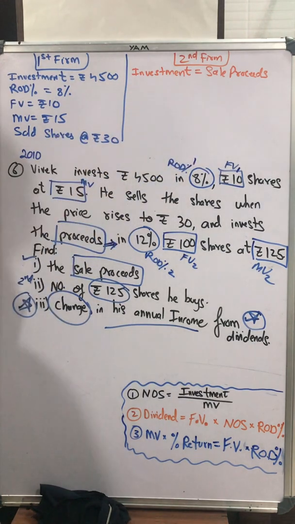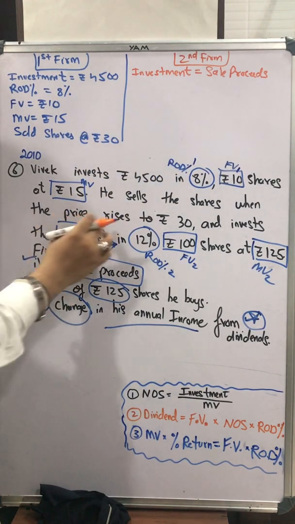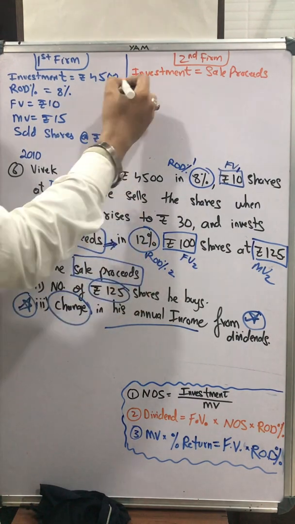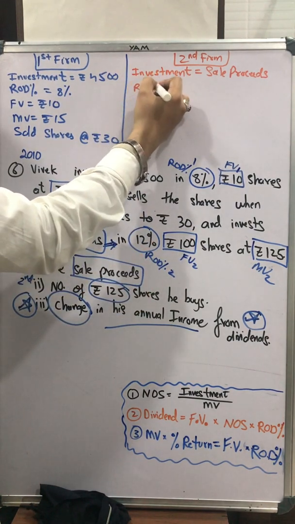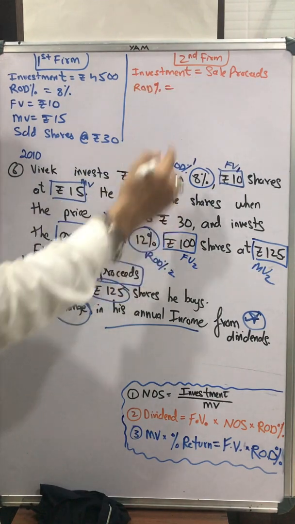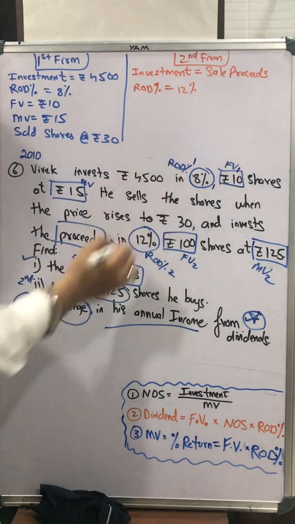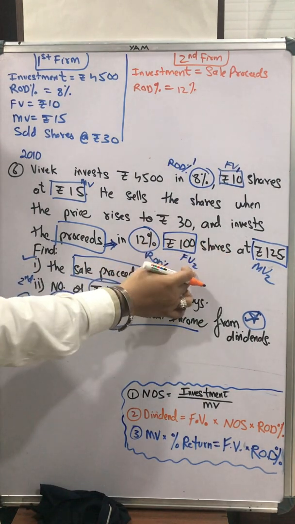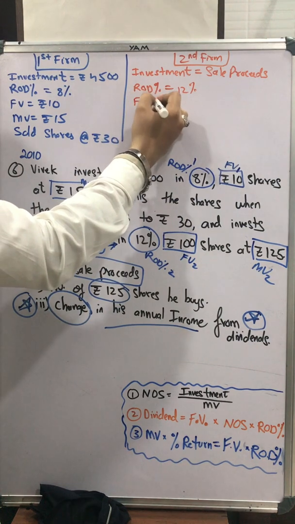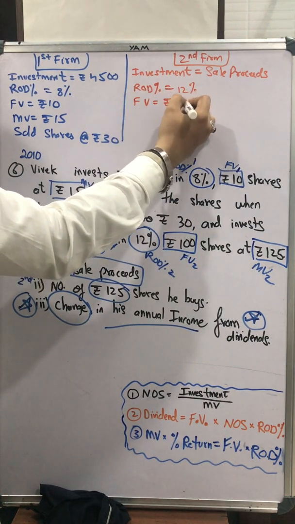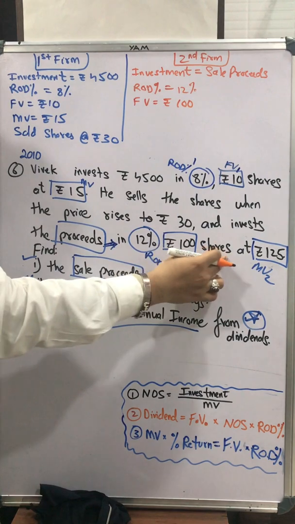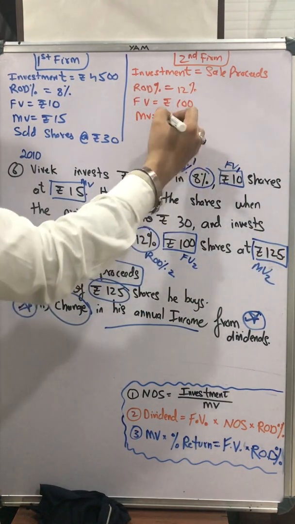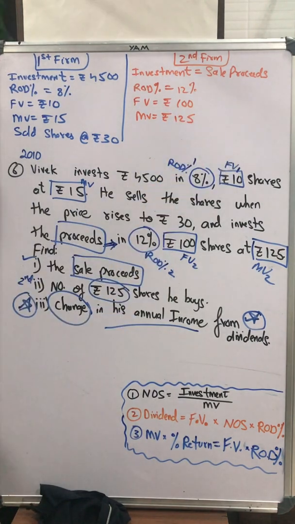Okay. Then next, he invests the proceeds in 12%. The rate of dividend for the second firm. Rate of dividend percentage for the second firm is 12%. Rupees 100 shares. So face value of the second firm is given. Face value of the second firm is rupees 100 at rupees 125. So the market value of the second firm is rupees 125.